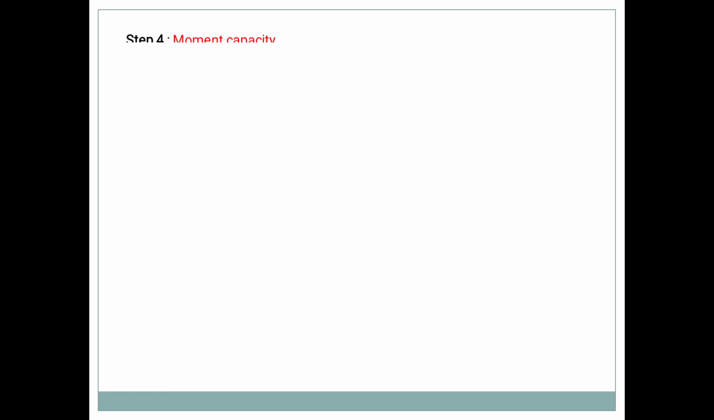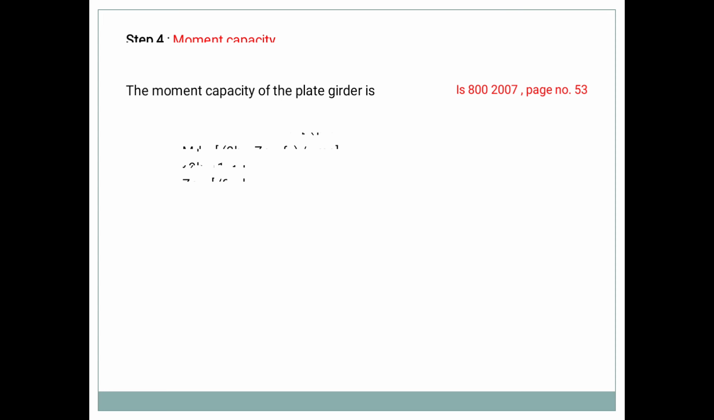Then step number 4, moment capacity. So the moment capacity of the plate girder, we know the formula. This formula is on page number 53, IS 800 2007. The moment formula is just a copy from that code book. So we know all the values, so apply them, then you get the answers. Next, apply the values, you get the answer. It is greater than that value, so hence this section is a safe section.